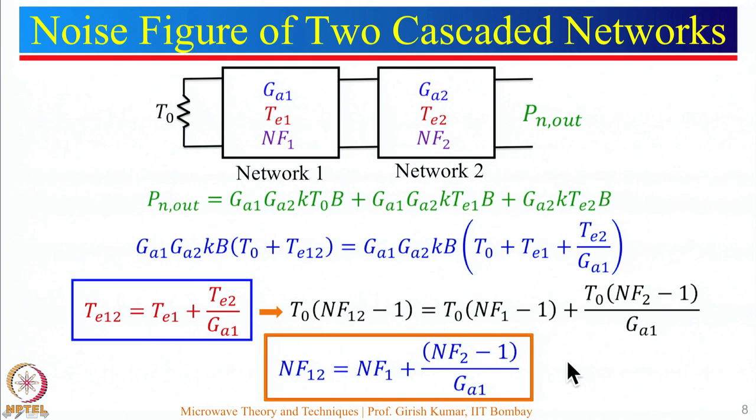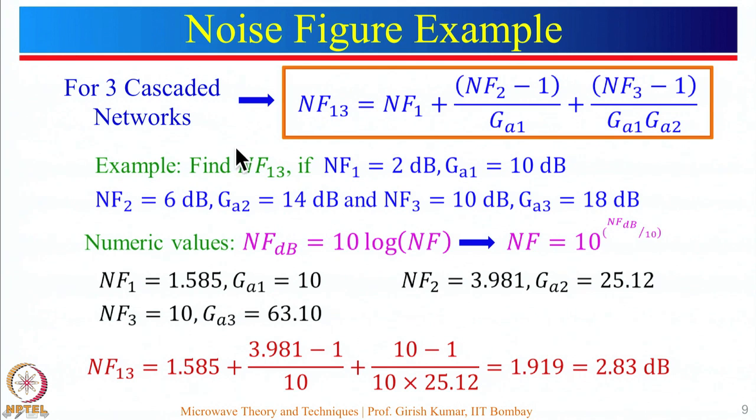Now, this particular thing can be extended to 3 cascaded networks also. So, let us see how this expression can be expanded to 3 networks. We have 3 cascaded networks, and we want to find the overall noise figure of these 3 networks. Just recall the previous result. The first stage comes as it is, so NF1 comes as it is, NF2 minus 1 divided by the gain of the first stage, but for the third stage it is NF3 minus 1 divided by the gain of the first 2 stages, which is GA1, GA2.